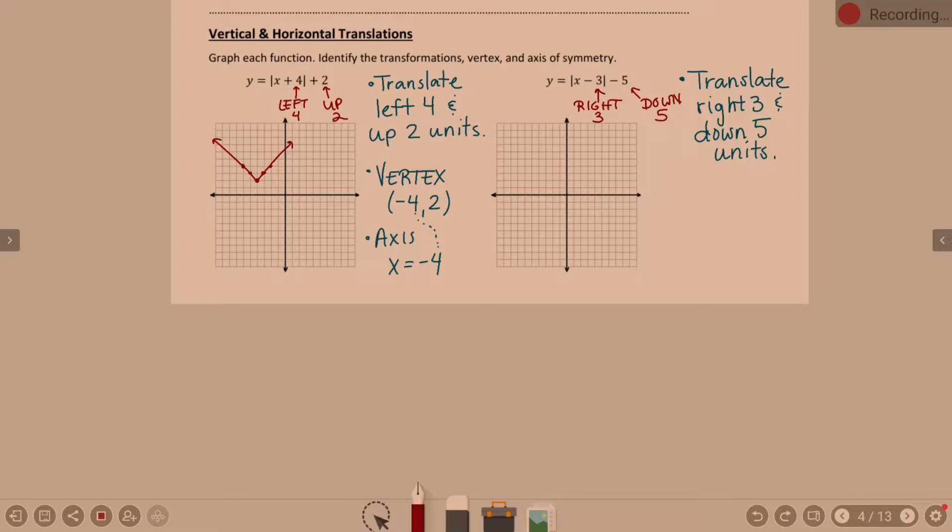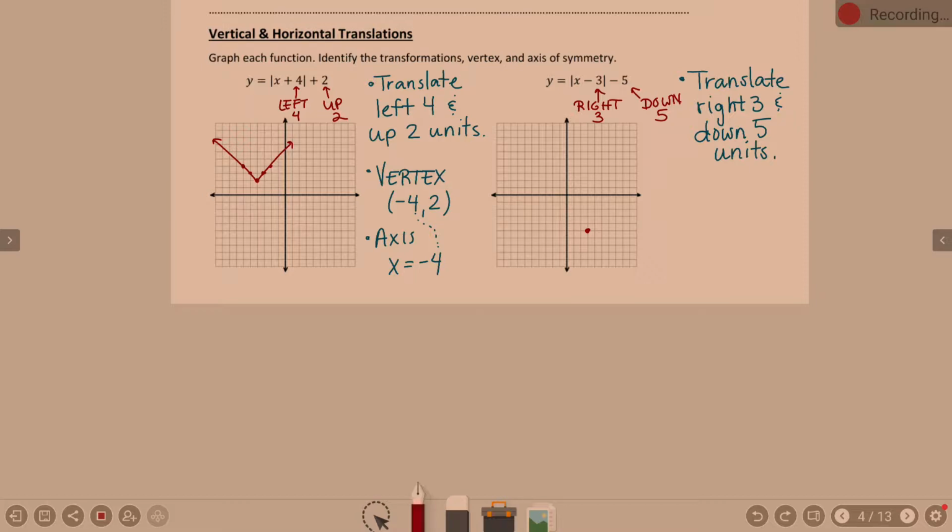Have you graphed it? Am I behind? You guys are ahead of me? Not complaining there. Okay. What am I going to do? My absolute value function normally starts at 0, 0. We're going to take that 0, 0 point and move it. 3 right, down 5. 1, 2, 3. 1, 2, 3, 4, 5. So there we go. There's my new point.